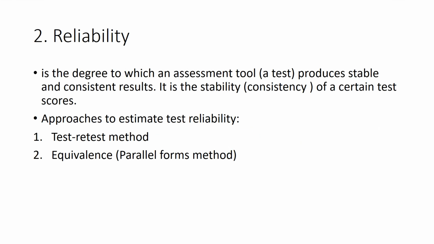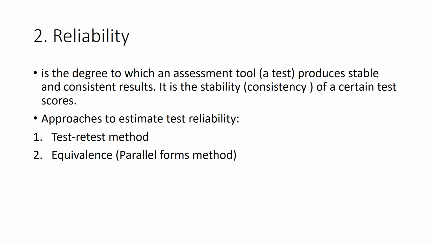The second important feature is called reliability. So what does reliability mean? Reliability is the degree to which an assessment tool, which is a test, produces stable and consistent results. So it is the stability or consistency of a certain test's scores. So how can we estimate or find out the reliability of our test? How do we know that the scores our students have got in this test are stable and consistent?